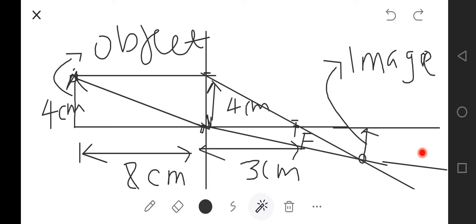You just bring your rule. You measure from this point to where they are meeting. So this one. From your diagram, which I've already drawn, what is the length of this image? Let me get the rule. Let me get the rule, sir. Okay. So you're not drawing using a rule.